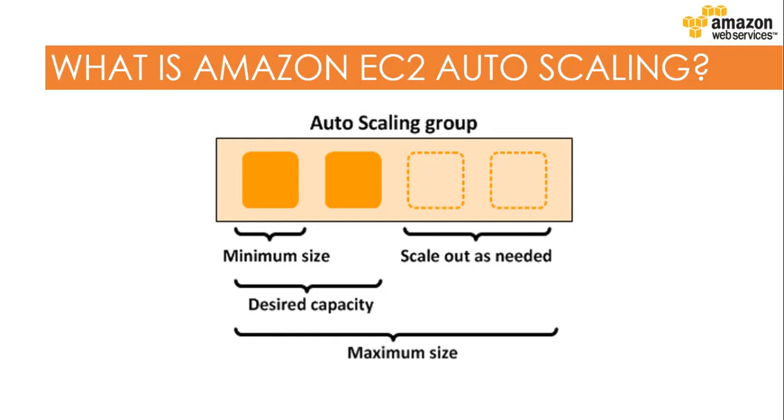Hello and welcome. In this lecture, we are going to talk about what Amazon EC2 Auto Scaling is. In Auto Scaling, we'll have Auto Scaling launch configurations and an Auto Scaling group. In the Auto Scaling group, we'll have the opportunity to set the minimum size, scale out as needed, desired capacity, and maximum size. We'll see this in the theory and the practical.